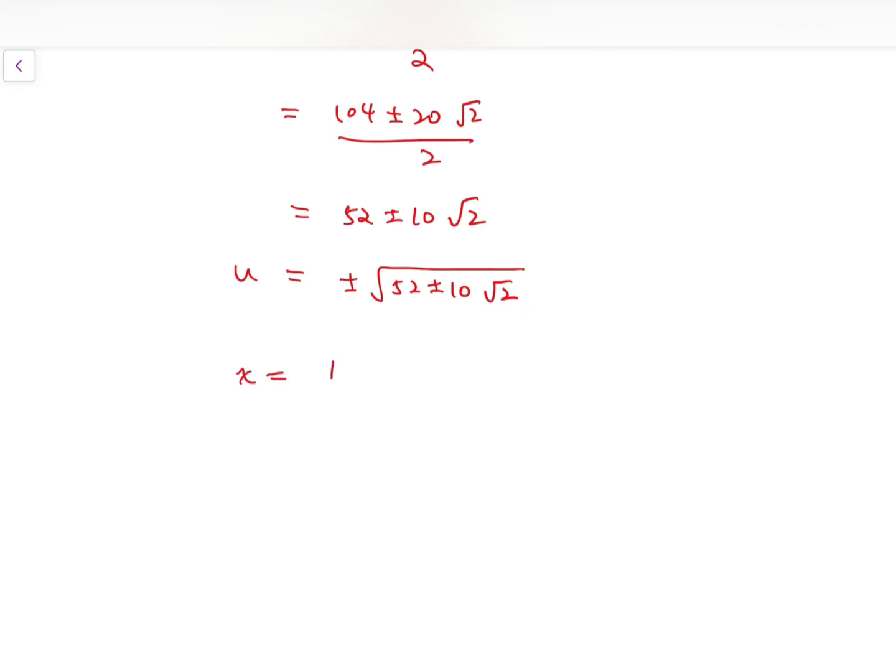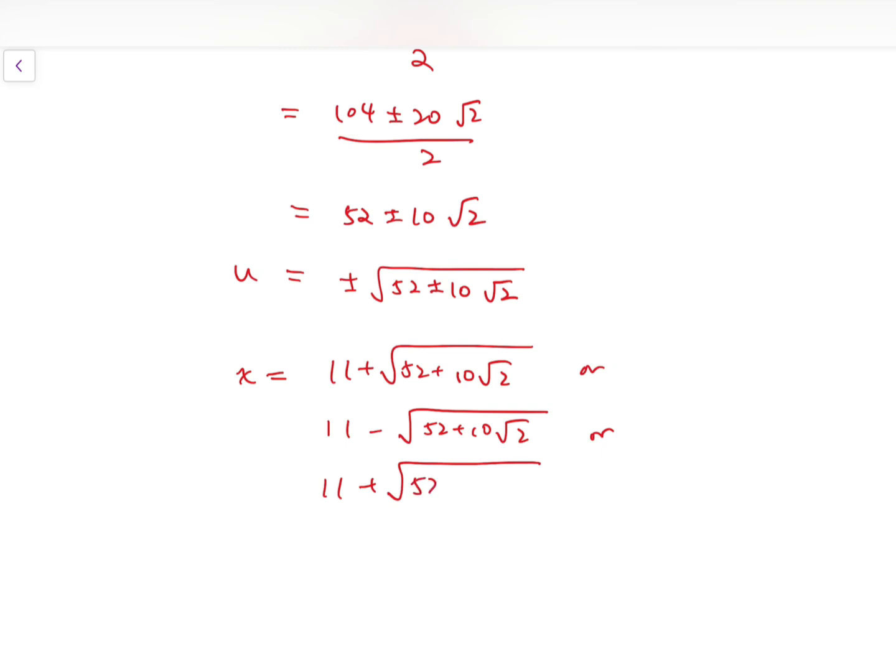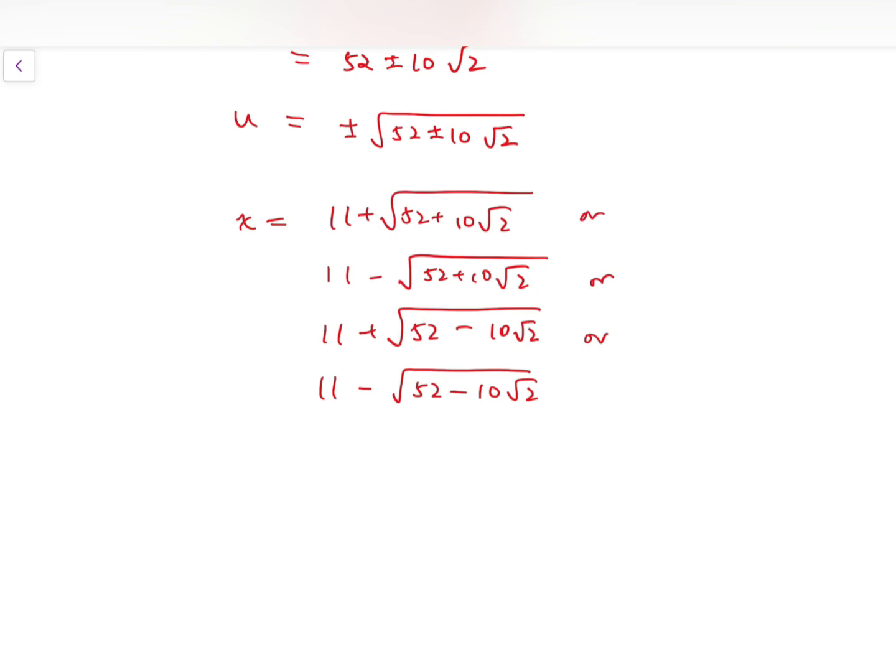So x can be 11 plus or minus the square root of 52 plus or minus 10 times root 2, where again the outside sign is plus or minus. And of course, including the solutions 0 and 11, now we have 6 solutions.